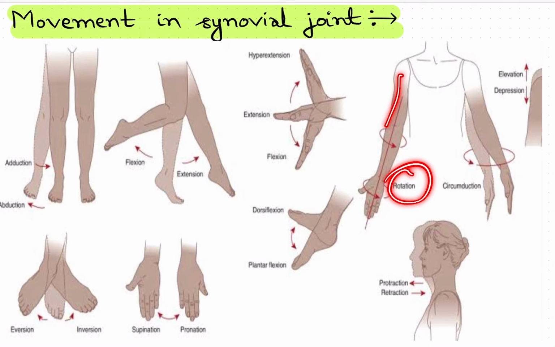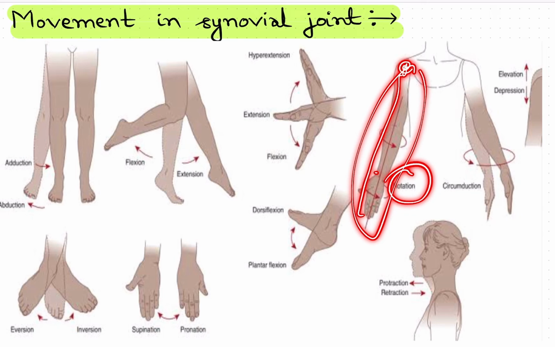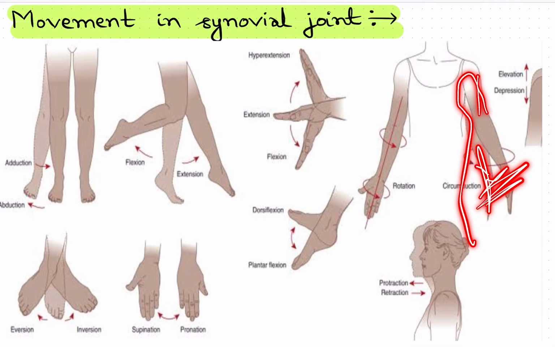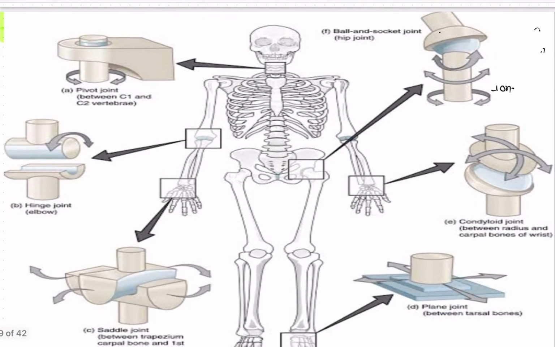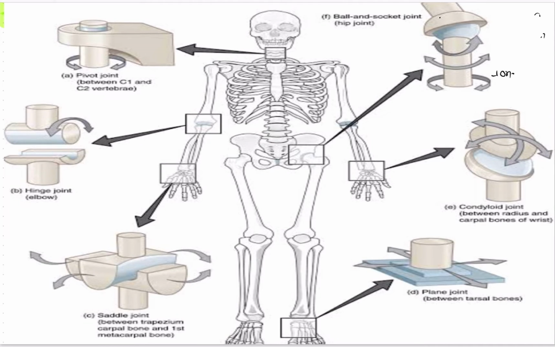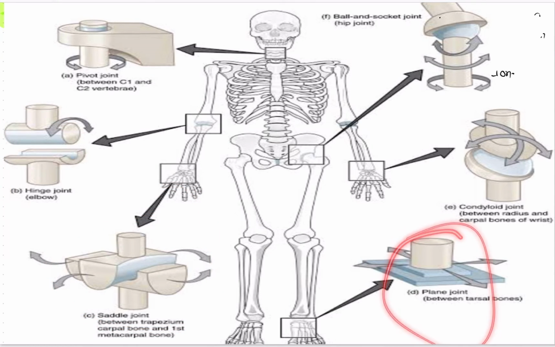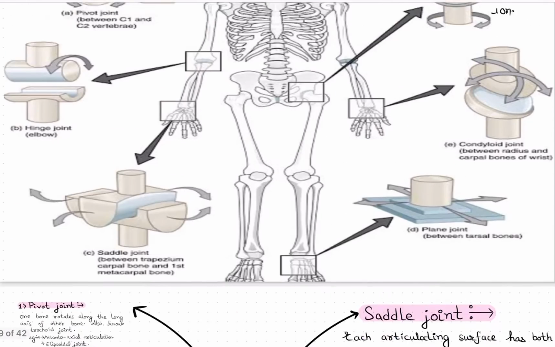Like rotation, if we are rotating our hand keeping this position fixed. If we are keeping this position movable, that is known as circumduction. Now let us study some important synovial joints. The first one is pivot joint. You can see this is pivot joint. The second one is hinge joint. Third one is saddle joint. Fourth one is plane joint. Fifth one is condyloid joint. And the last one is ball and socket joint.